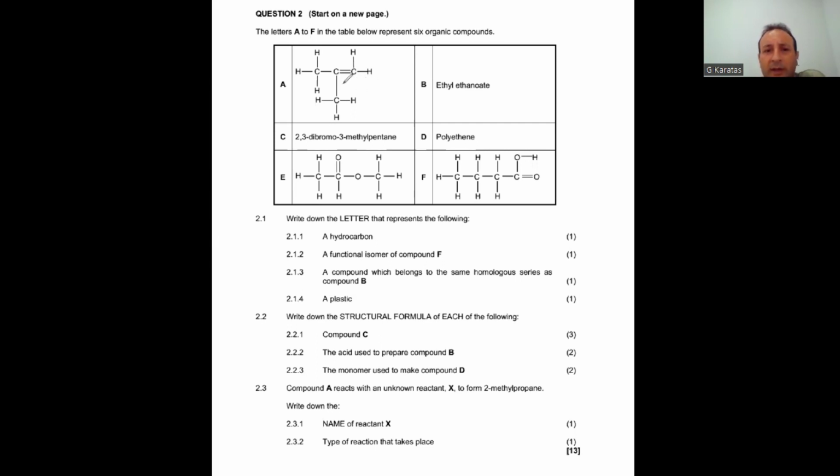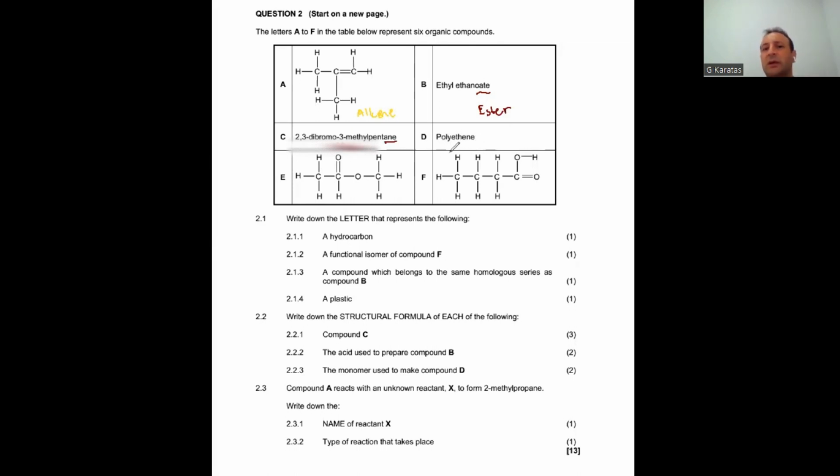this compound has a double bond that makes this molecule an alkene. Let me change the color of my pen. That will be good. The compound B says ethyl ethanoate. As you see, it ends with the oate suffix. So this compound is an ester.